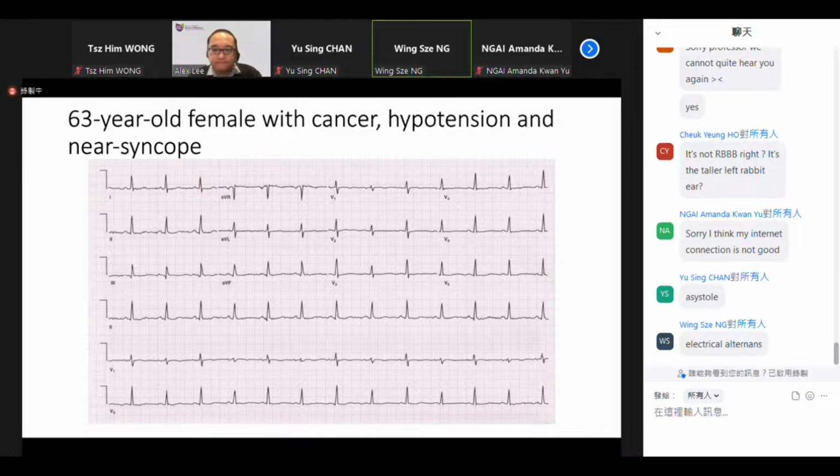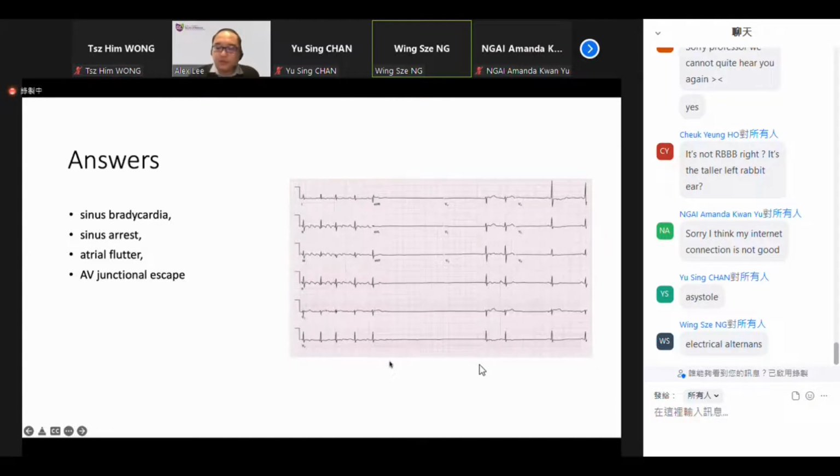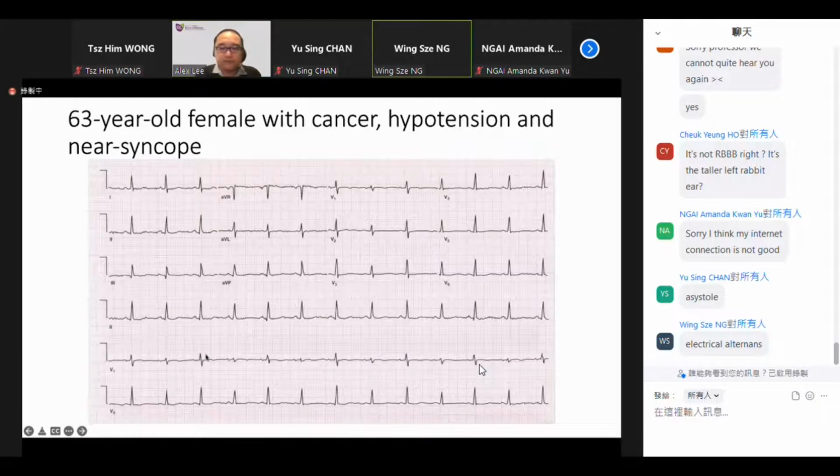I think I can see some electrical alternans in the V1 lead. Okay, here you see, right. Yes, and also the V5. So since the patient has cancer, I suspect there is some pericardial effusion due to cancer seeding. Can you explain to us what is electrical alternans? It is when the heart swings in the sac of fluid, causing a different electrical axis every time it beats. So it's like alternately changing the axis.